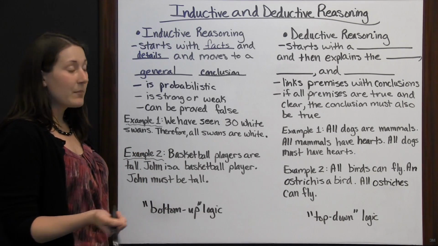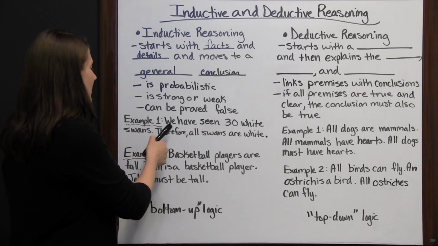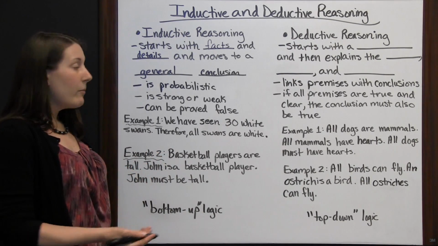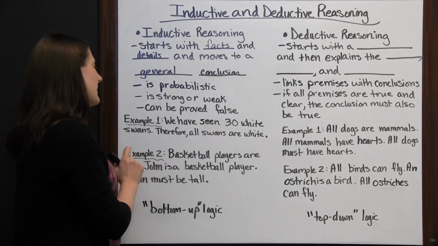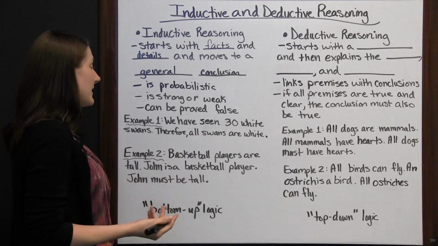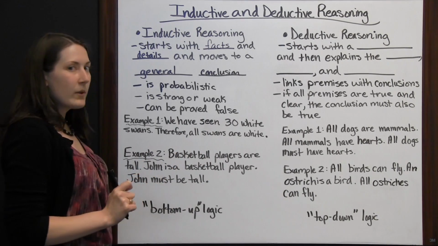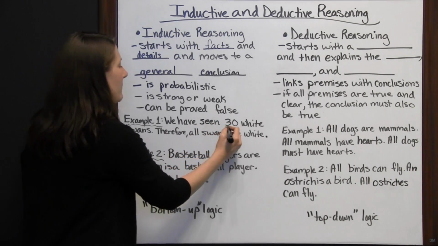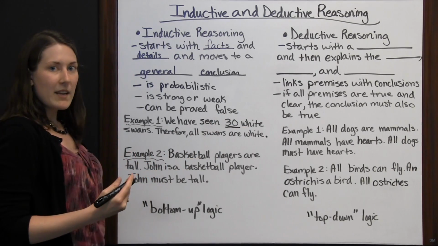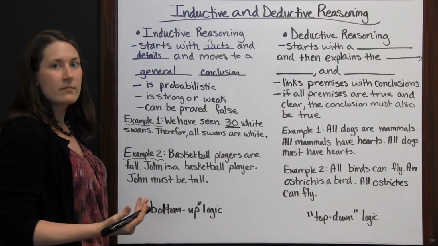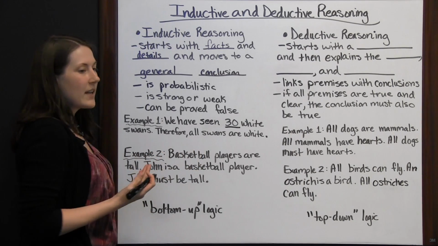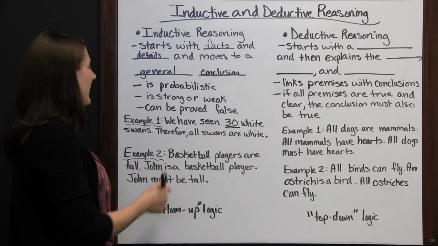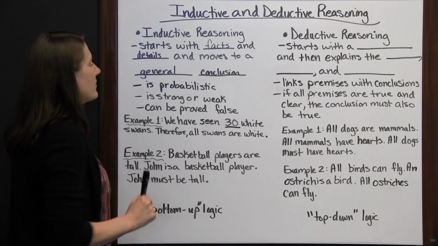So let's look at some examples. We have seen 30 white swans, therefore all swans are white. Well, based on the 30 examples that we've seen, this statement makes sense. This conclusion that we drew using inductive reasoning based on our 30 examples would make sense. But is it true? No, not all swans are white. You've got other colors. So this isn't a true thing. This is a false conclusion.